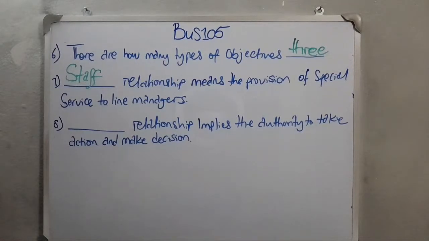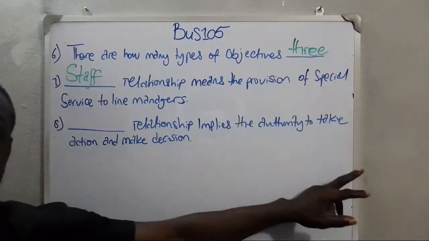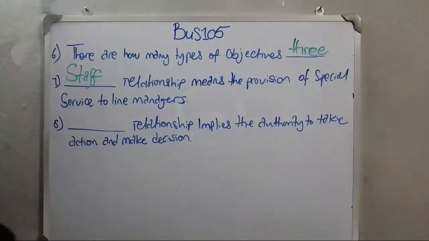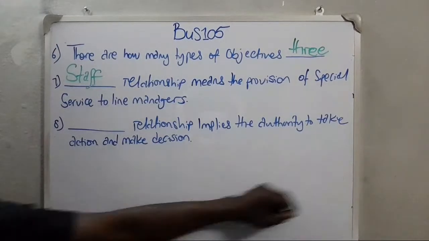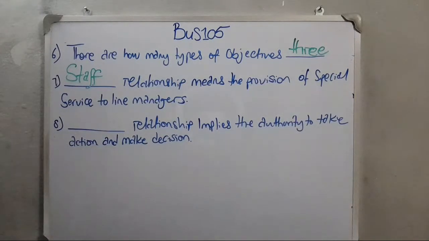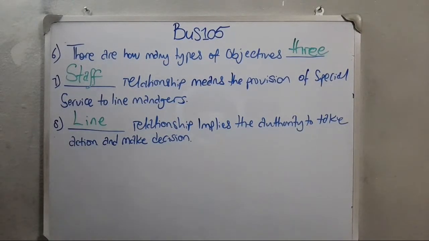Miss Favor is asking, what is the meaning of line manager, sir? Good evening, Miss Rachel. You came very late. Now, basically, I said I was going to ask a question to tell us a little bit about the line manager. Looking at this question, it says that relationship implies the authority to take action and decision. Basically, the line managers are the ones charged with that responsibility, charged with that authority, to take action and make decision. So our answer is line relationship. Miss Favor, hope I have answered your question.